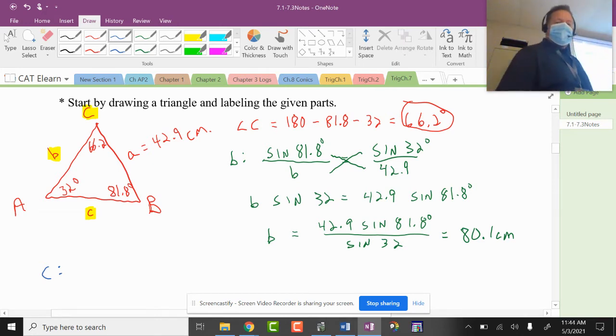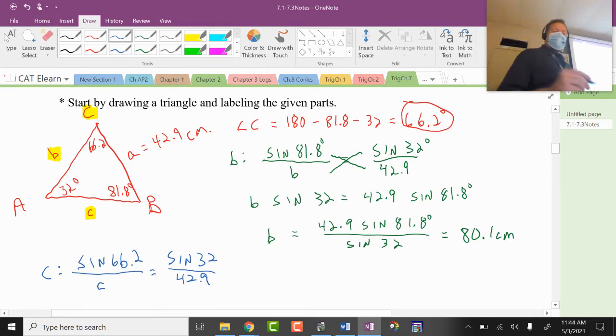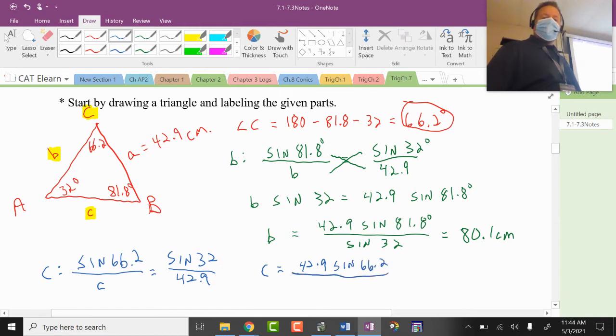C. Okay. So I did the 180 minus and now I have C. Sine of 66.2. Isn't this easy? Divided by C equals the given sine of 32 over 42.9. And I got to get that hidden. Okay. And then through cross multiplying, you should know that C ends up equaling 42.9 times sine of 66.2 divided by sine of 32.